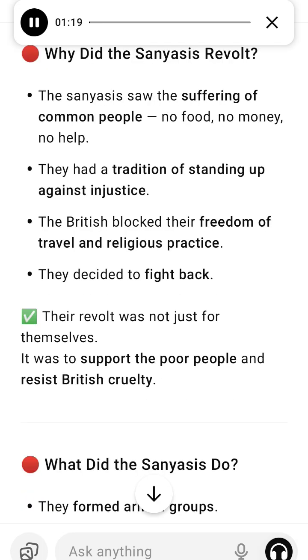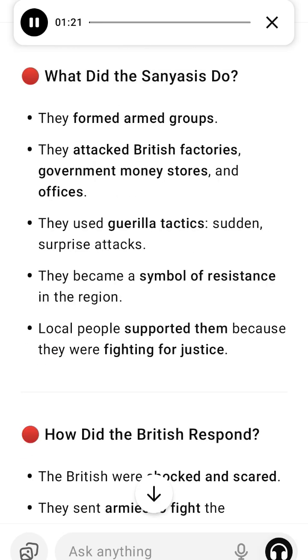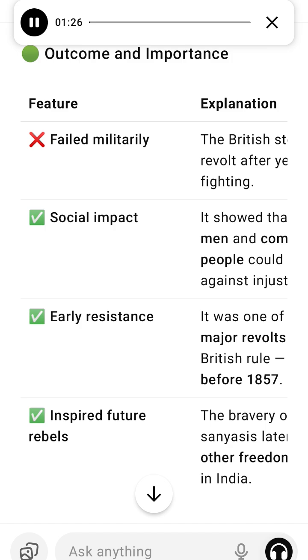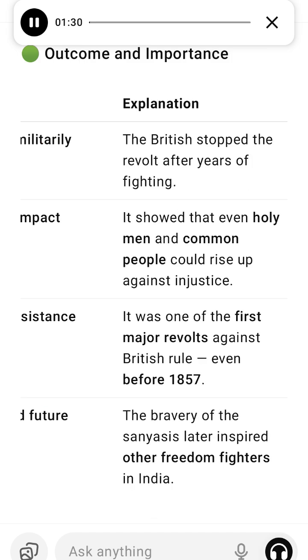Why did the sannyasis revolt? The sannyasis saw the suffering of common people. No food, no money, no help. They had a tradition of standing up against injustice. The British blocked their freedom of travel and religious practice. They decided to fight back. Their revolt was not just for themselves. It was to support the poor people and resist British cruelty.